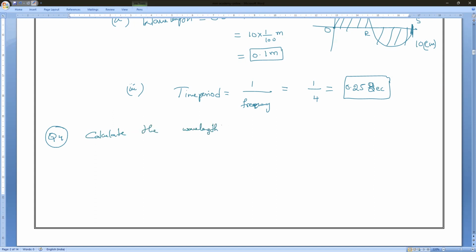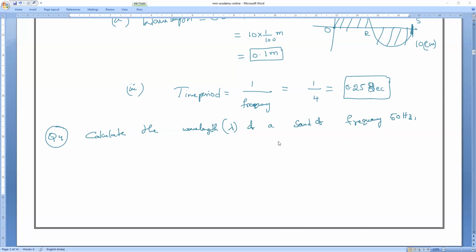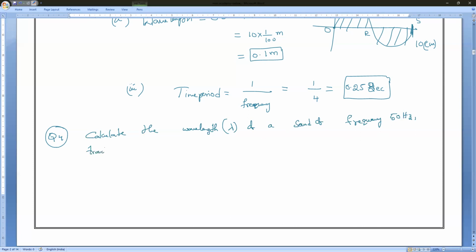Calculate the wavelength. What is the symbol of wavelength? Lambda. Calculate the wavelength lambda of a sound of frequency 50 hertz traveling in air with the speed of 344 meters per second.